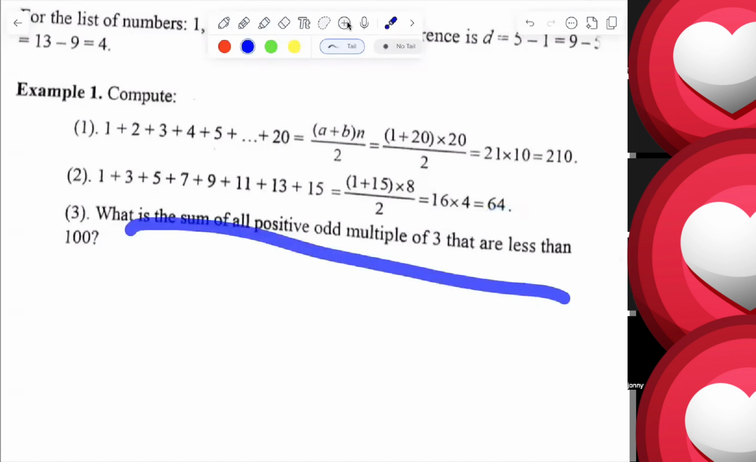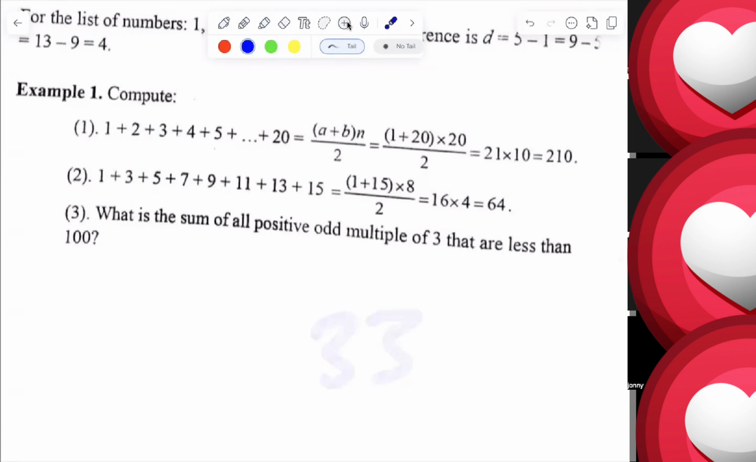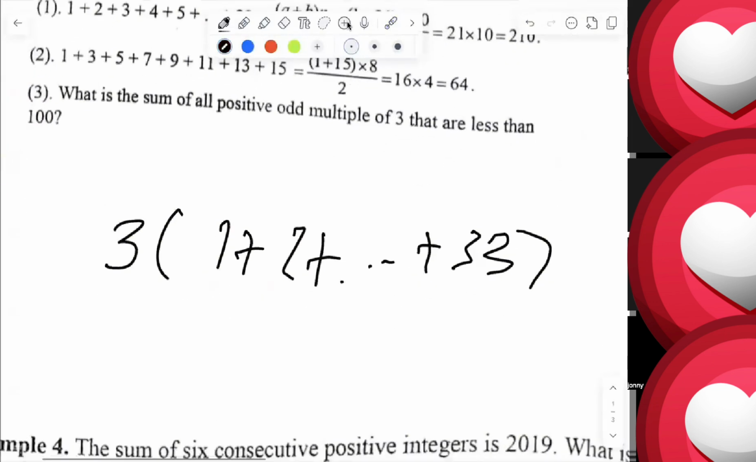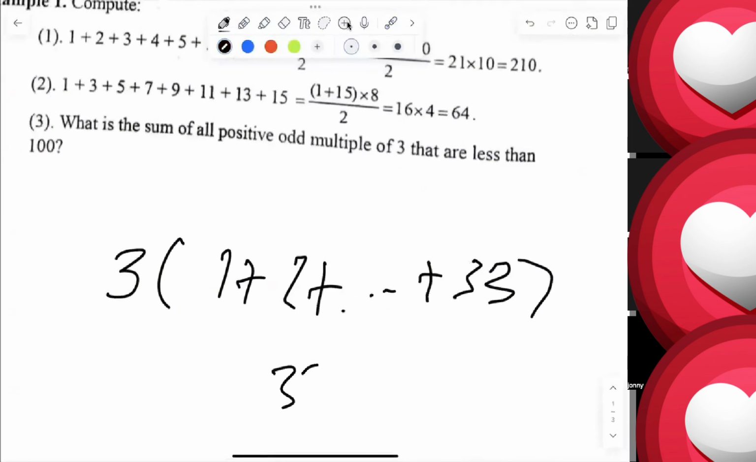And then what is the sum of all the positive multiples of 3 that are less than 100? Well, how many multiples of 3 are less than 100? 33. Think about this. We factor out a 3, and this becomes a sum from 1 to 33. Do we know the formula for the sum of the first 33 integers? It's just 33 times 17. And we just have to multiply by 3 again.